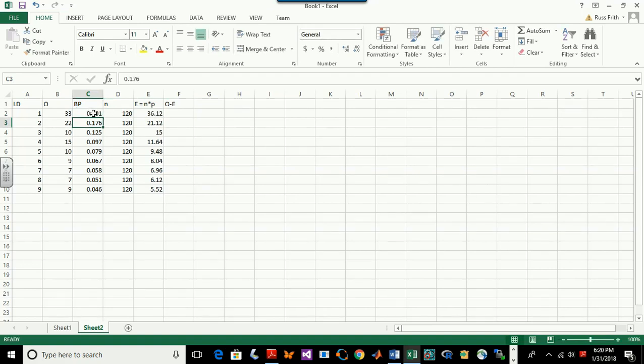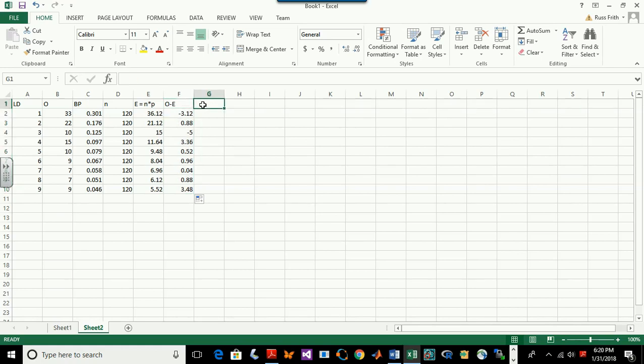All right, so that's equal to this times this. 36.12. That looks better. Okay, I had an error in that first cell. So now this is equal to O minus the expected value. So minus 3.12. Good. And now we just repeat. Those are our O minus E values.